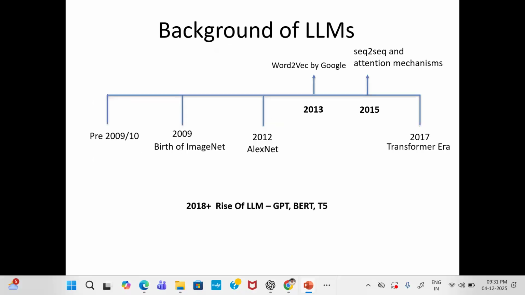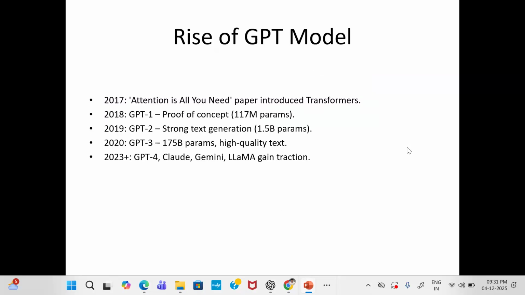So there are a lot of things that happened. Coming to building LLM, it was not very straightforward. A lot of things happened behind the scenes. It's a long history, but actually it started from the 2017 era. It's called the transformer era.